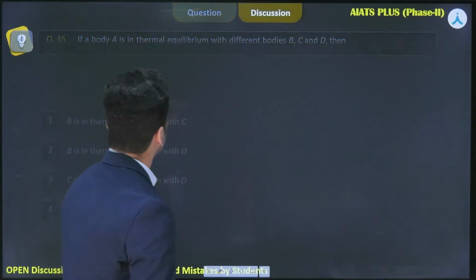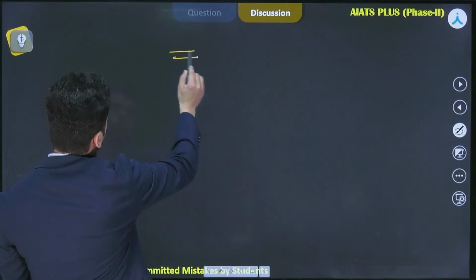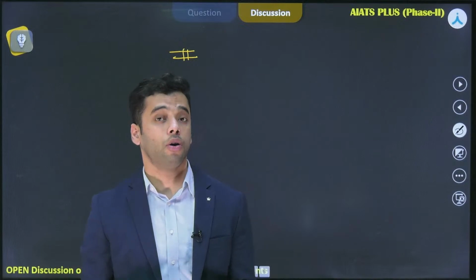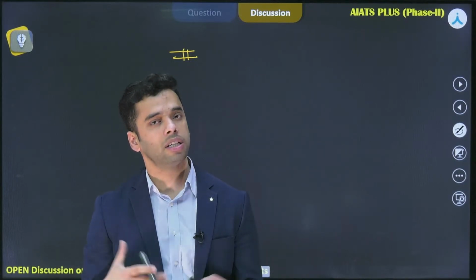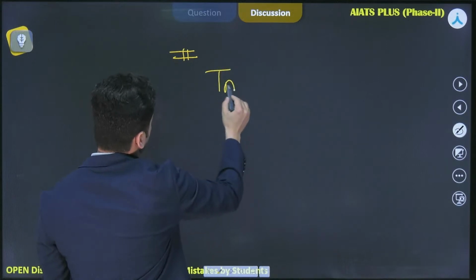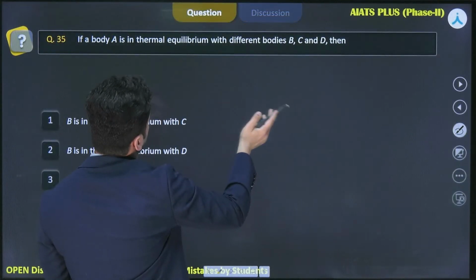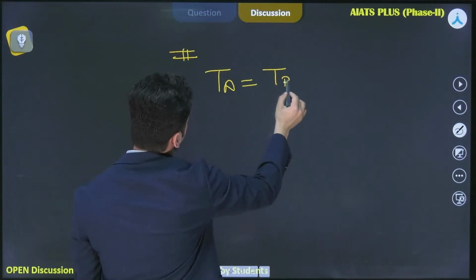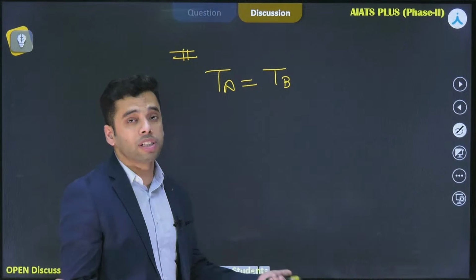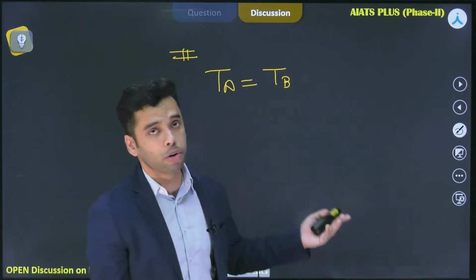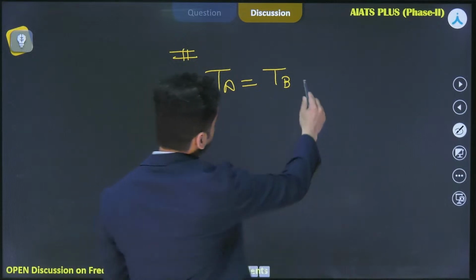So dear students, it is based on the concept of the zeroth law of thermodynamics, which says that if two bodies are in thermal equilibrium, then their temperature must be the same, right? So according to the problem, if A and B are separately in thermal equilibrium, it means that TA should be equal to TB, because A and B are in thermal equilibrium. This is my equation 1.